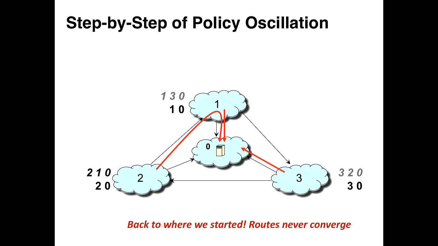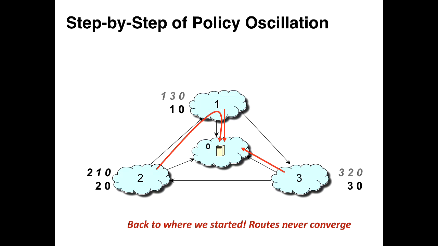Okay, so yep. Why does AS2 prefer 2, 1, 0 over 2, 0? That's your policy choice. We're not saying it makes sense. We're saying that was the policy chosen. So the point here, notice, this was not about loops, right? No AS ever picked a path that had a loop. It's just that you couldn't settle on any one route.